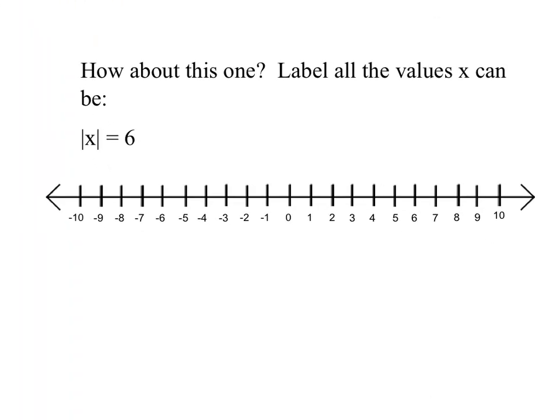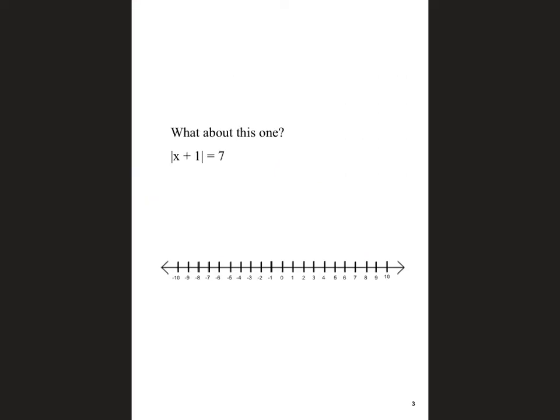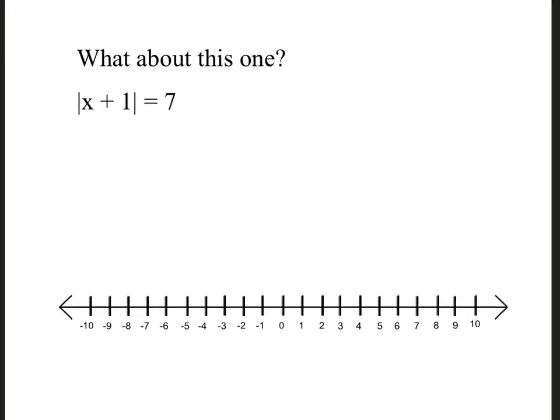Okay, so how about this one? The absolute value of x equals 6. So that's saying the distance from 0 is 6. So here's 0. What is 6 away from 0? Well, 6 is 6 away from 0, but also negative 6. So this distance here is 6. This distance here is 6. So that's exciting. Wait, hold on. Yeah, I skipped one. Well, what about this one?